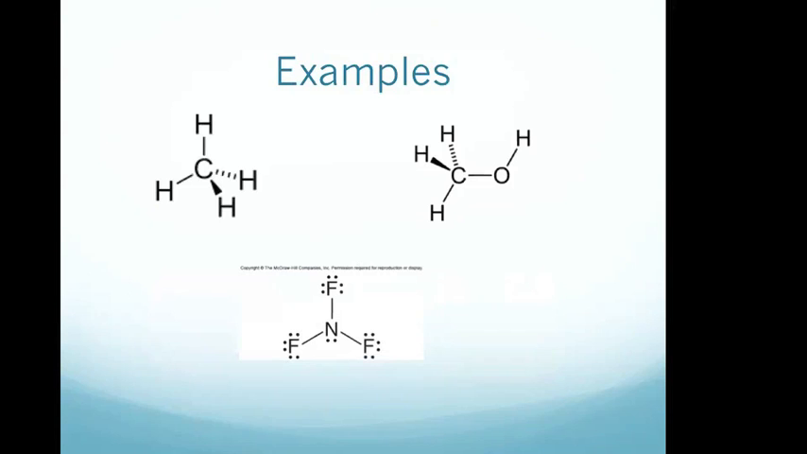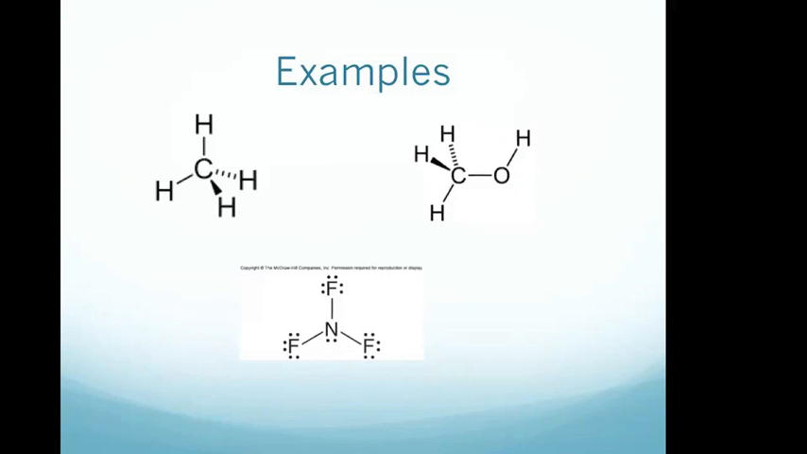Looking at these 3 examples, the one in the upper left-hand corner is methane. It has a carbon with 4 hydrogens. Do you think that one would be polar or nonpolar? It would be nonpolar. All of the elements around it are the same, and the carbon has no lone pairs.